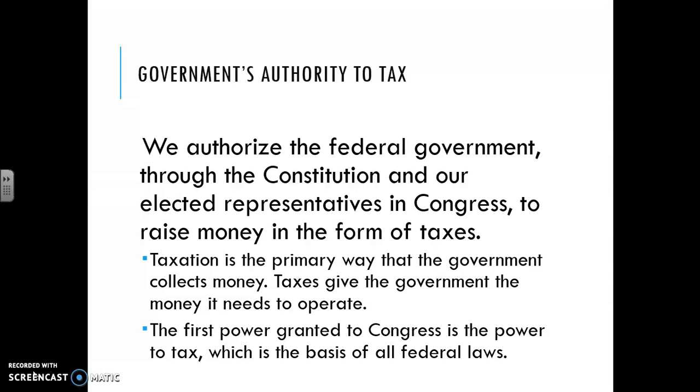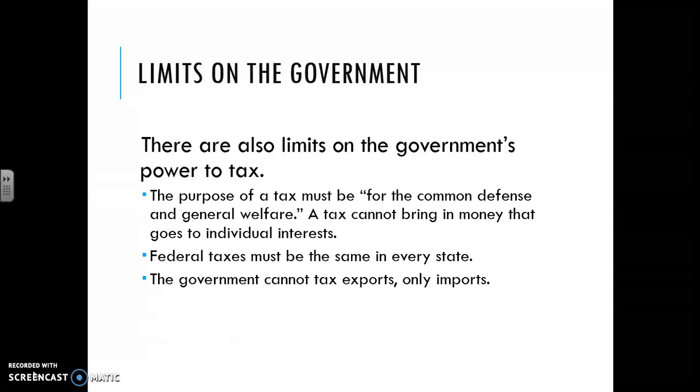So we authorize the federal government through the Constitution and our elected representatives in Congress to raise money in the form of taxes. Now, taxation is the primary way that the government is going to collect money, right? And taxes give the government money it needs to operate. The first power granted to Congress is the power to tax, which is the basis of all federal laws, including all the programs that they decide to put in place or take out of service.